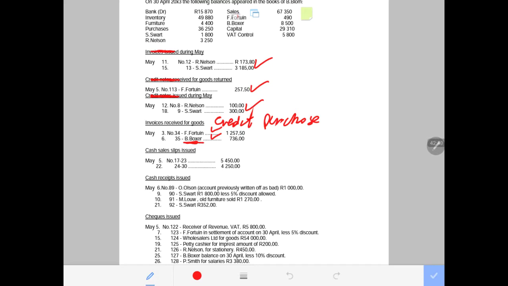Now it says cash sales slip 410.50, and another one, it is 4,250. Then now the question is, which journal should this go? Is it cash receipt journal? Is it cash payment journal?